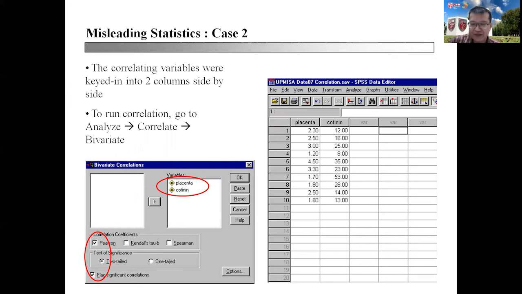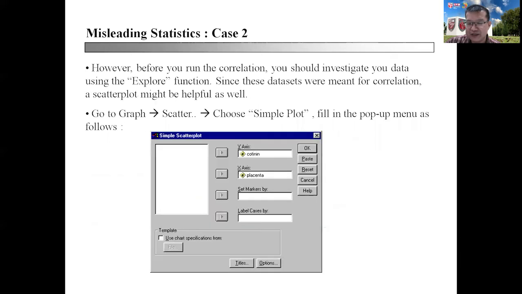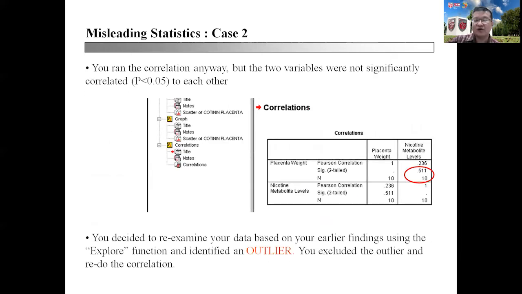Now, cotinine is a secondary metabolite of nicotine, which is a toxic substance coming from cigarettes. From literature search, we know that any value of cotinine above 50 is already neurotoxic, or toxic to the nervous system of the mother. Obviously, this number of 53 with a very, very small placenta weight deserves to be investigated. It may not be a true value. Based on that, we deleted this value and published these results as a significant correlation between placenta weight and nicotine.